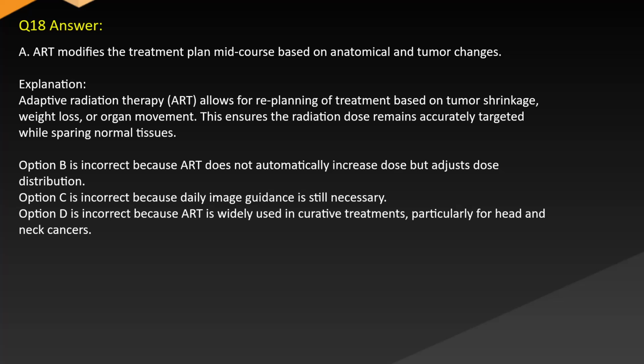Answer A. Modifies the treatment plan mid-course based on anatomical and tumor changes. Explanation: Adaptive radiation therapy allows for replanning of treatment based on tumor shrinkage, weight loss, or organ movement. This ensures the radiation dose remains accurately targeted while sparing normal tissues.